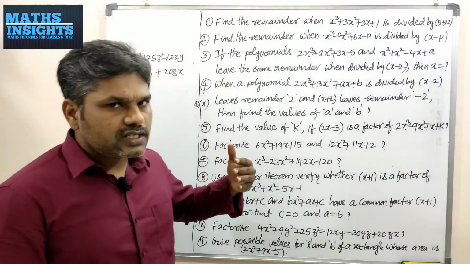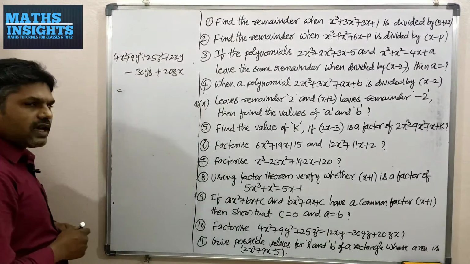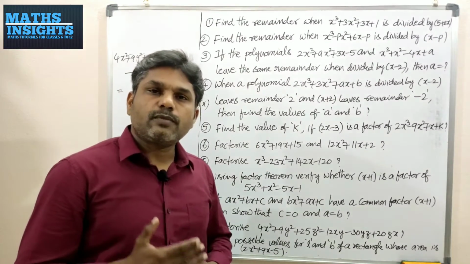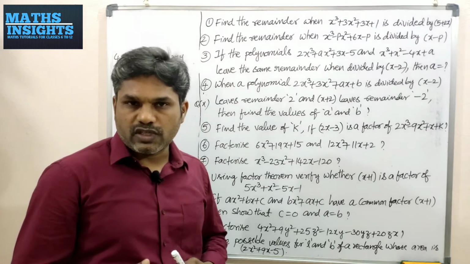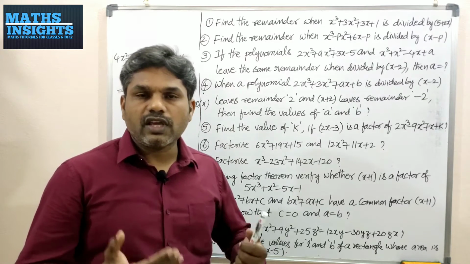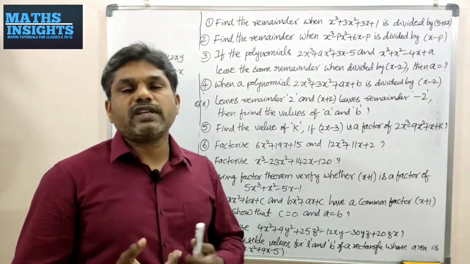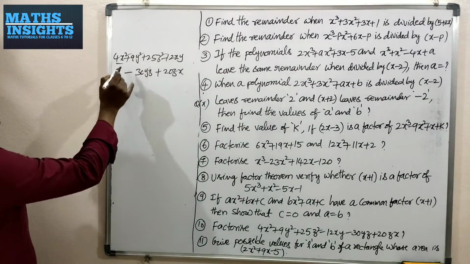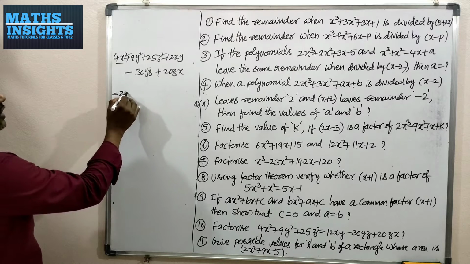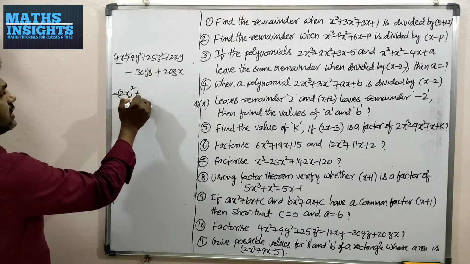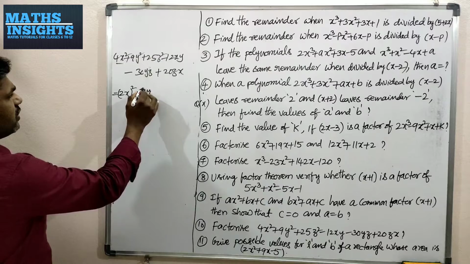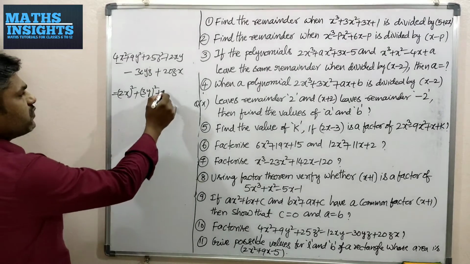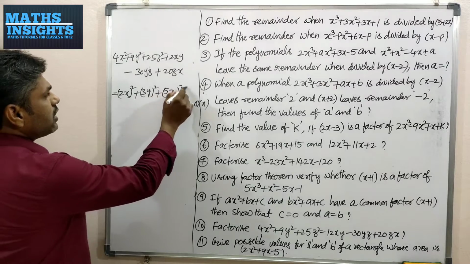Now we have to write the given polynomial as a square plus b square plus c square plus 2ab plus 2bc plus 2ca. Then find what are a, b, c. Then you may write it in form of a plus b plus c whole square. See, I am writing this 4x square as 2x whole square, right? 9y square as 3y whole square, and this 25z square as 5z whole square.